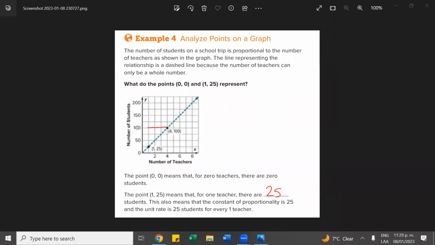And this one, it's (4, 100). So remember, we need to put y divided by x, and the y will be the 100. So it will be 100 divided by x. X will be 4. And when we divide 100 by 4, our answer is 25. Okay?